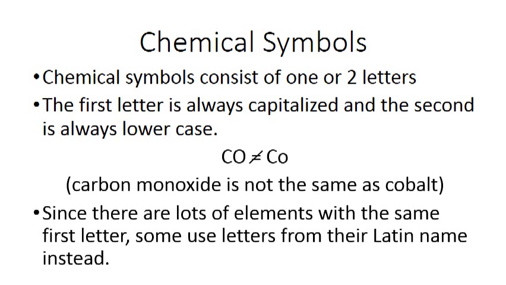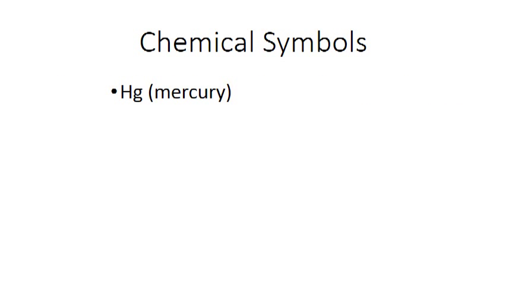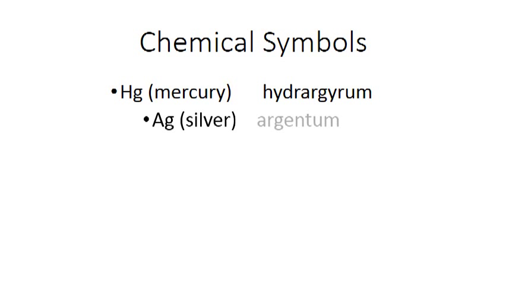Since there's lots of elements out there with the same first letter in their name, some use letters from their Latin name instead. So let's go through a few examples where the chemical symbols are very different from the name of the element. So first off, we have Hg, which is Mercury's symbol, and that Hg comes from the word hydrargyrum, which is Latin for liquid silver. So if you ever see Mercury, it looks like basically liquid silver. Silver, on the other hand, is Ag, and that Ag comes from the Latin argentum, which means silver.